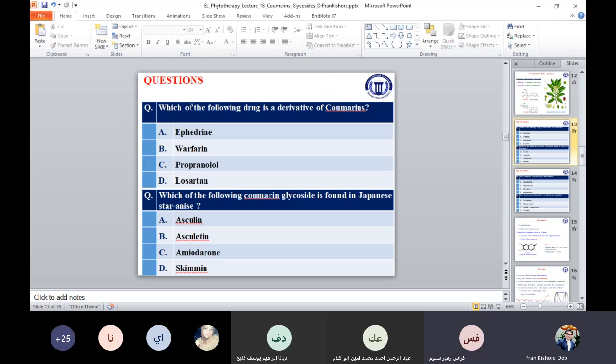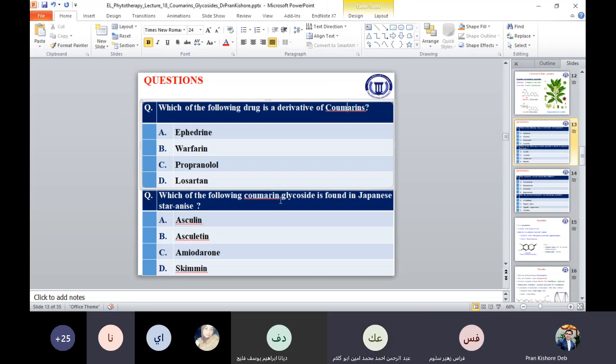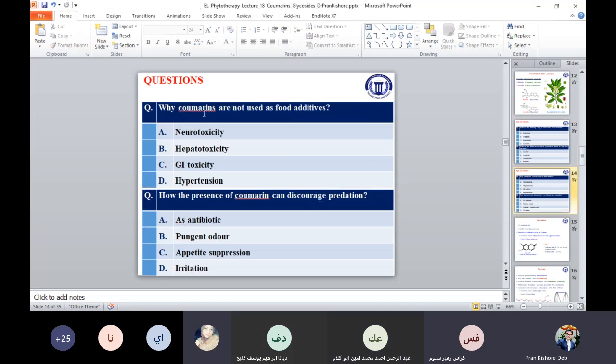Can you try to answer these questions? Which of the following drugs is a derivative of coumarin? Warfarin. Good. Which of the following coumarin glycosides is found in Japanese star anise? Skimmin. Okay. Next, why are coumarins not used as food additives? Because of hepatotoxicity. What is the option, A, B, C, D? Option B, hepatotoxicity. Next one, how can the presence of coumarin discourage predation? Appetite suppression. The option is C.